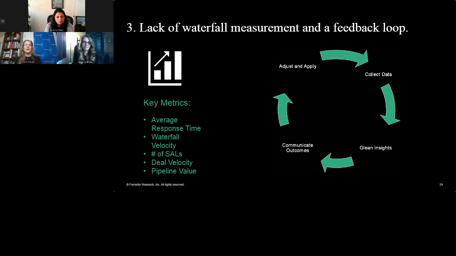And the way that we, once you have your metrics defined, then we need to be certain we have a feedback loop set up so that we can collect the data, glean insights, and you're going to hear a lot about insights and actionable insights in the next coming years, because this is really the power of data. It's not just the data, but what is the data telling us, and what business decisions are we making as a result of those insights. Communicating those outcomes with sales and marketing together, so they're joint stakeholders in this process, and then adjust and apply. So it is this virtuous circle of this feedback loop.